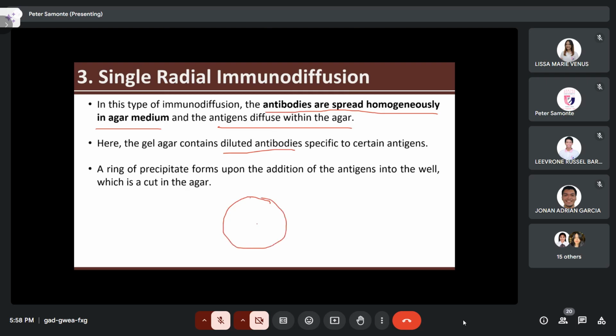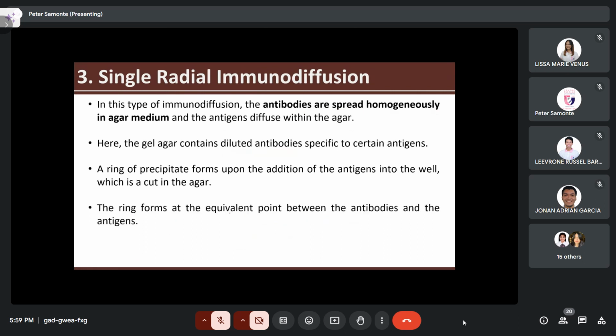Ang gagawin nyo dito this time is that you would cut into the agar. Magka-cut ka ng isang ring shape dito sa gitna. And that is where you would add your antigens. Magpo-form ka ng parang well. Inside that well, you would add your antigens. So ulitin ko class, you're going to use here agar that would contain antibodies. After adding the agar, letting it solidify, semi-solid na siya, you cut a hole. Cut ka ng hole or gagawa ka ng well sa agar. And that is where you would add your antigens.